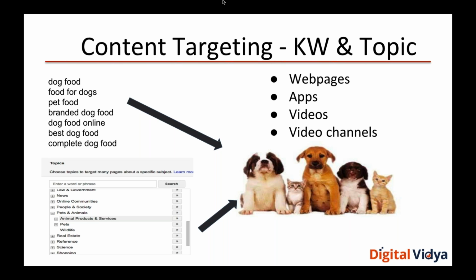So instead of using keywords to help the system determine the theme, I am just going straight to the topics and selecting the most appropriate topic for my product or service. Is that clear? The rest of it happens the same way. Wherever the web page has that theme or topic, the ad enters the auction. Anybody has any doubt over here?